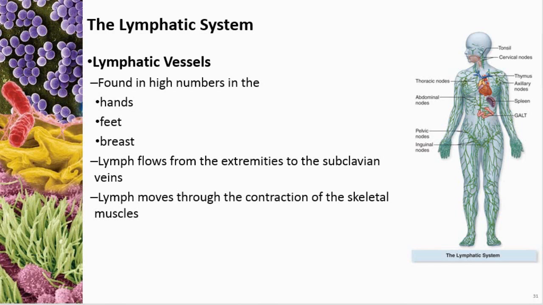So lymph moves through what's called the skeletal muscle pump, similar to how the veins flow in the lower extremities. There are valves throughout the lymph vessels that function like a ladder. As you squeeze the skeletal muscles, it pushes the lymph up, and then the valves close, and it doesn't allow it to drop back down.